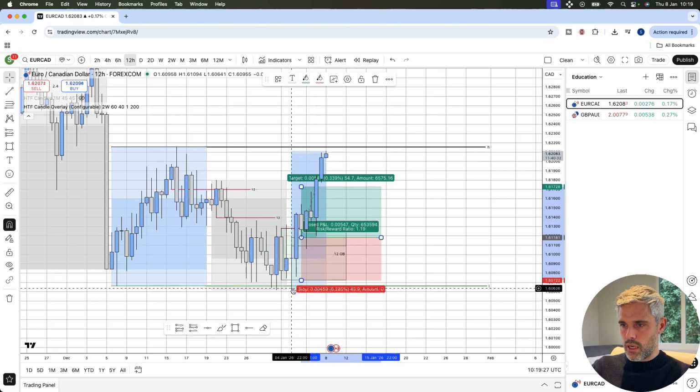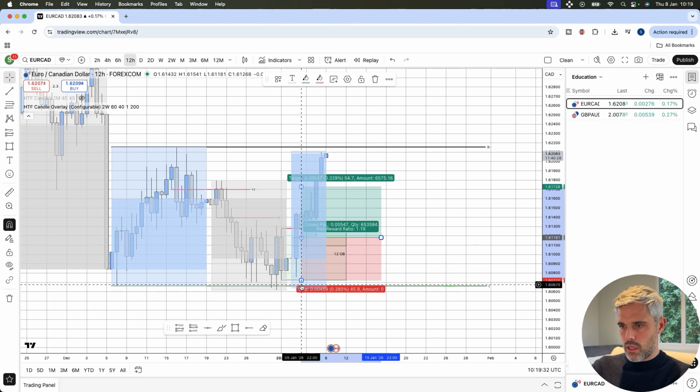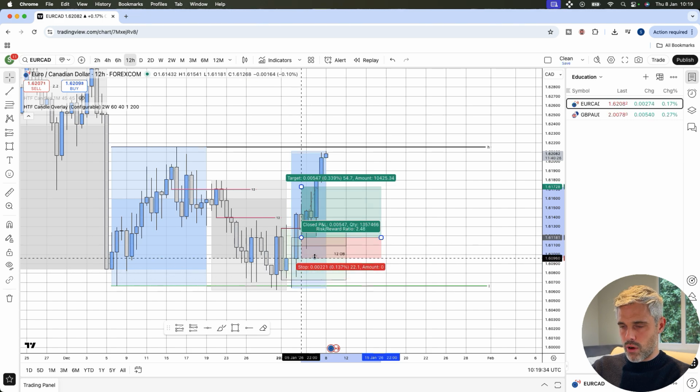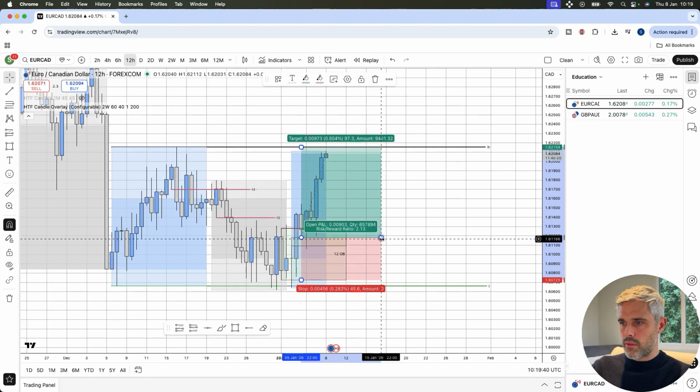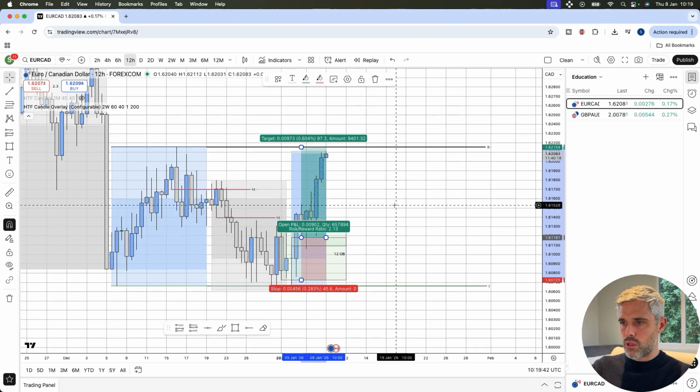Price, you can see, has already liquidated that low. So there's no reason for price to return to this level. So really, you could even be more aggressive with your stop, but I like to just cover at least the order block. And then you can target the high. There we go. So 2.13.